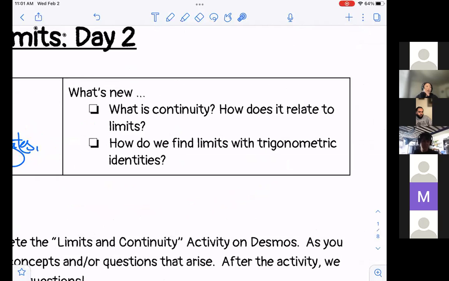We're going to talk about a couple concepts today. One thing you'll find is that Calc 1 is very heavy on the concepts. It's so important that we understand what and why we're doing things. And so the main focus for the second part of class is talking about something called continuity. And because we're talking about limits, how does it relate to limits?